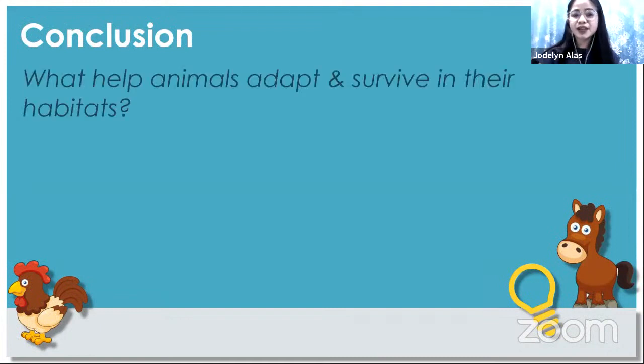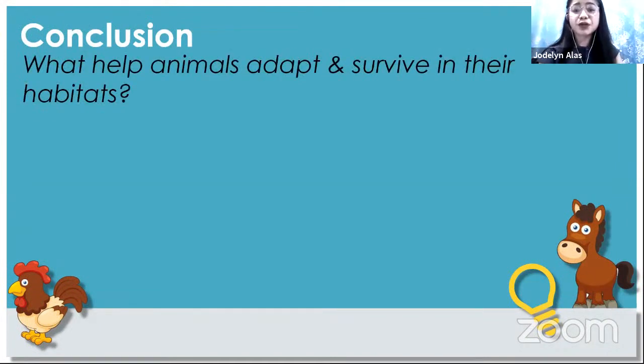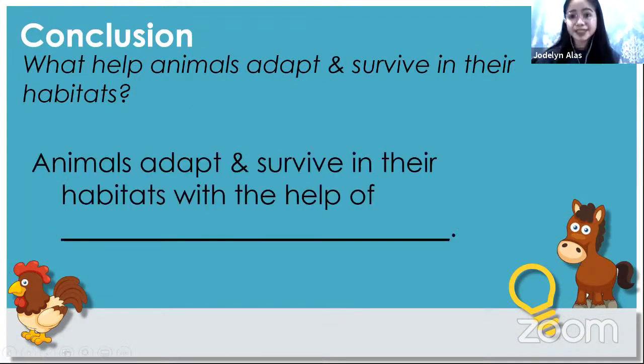Children, if animals adapt and survive in their habitats, what helps them adapt and survive in their habitat? I want you to share your answer for my question by completing this statement. Animals adapt and survive in the habitat with the help of blank. Type I if you want to share your answer. Okay, Ariane. Not yet ready? Let's call Riza. Riza.